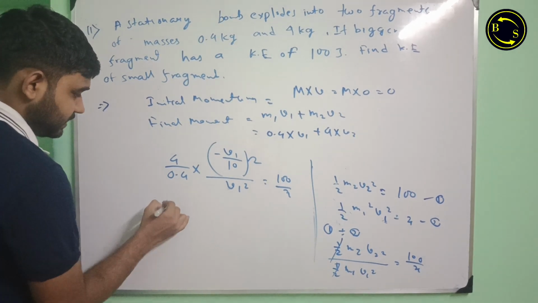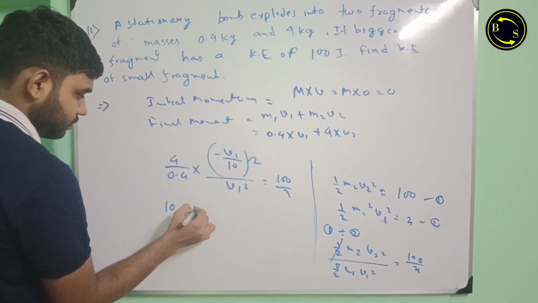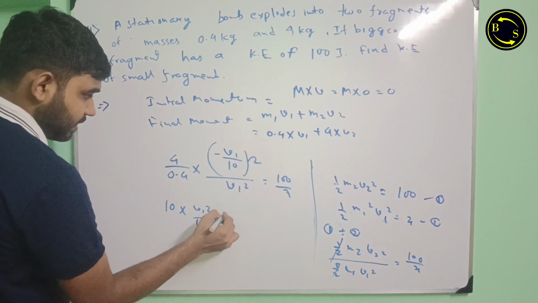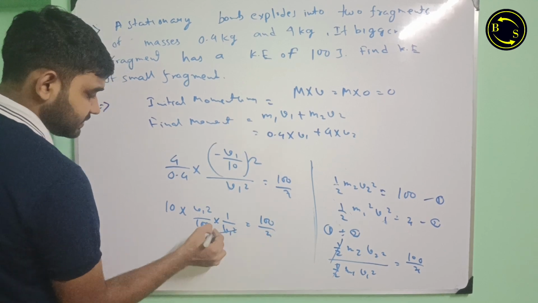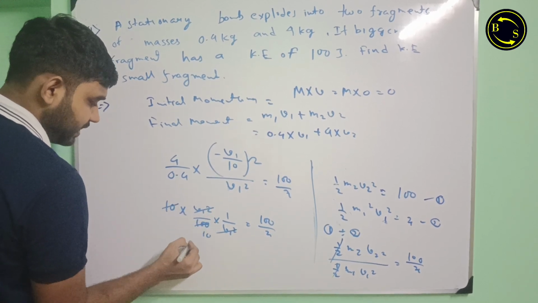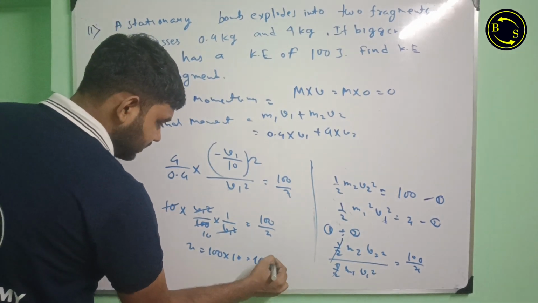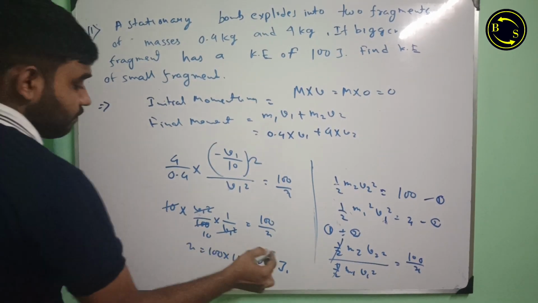Okay, 10 into v1 square by 100. 1 by v1 square gives us 100 by x. Cancel out 10. Then x is equal to 100 into 10, that means 1000 joule. So the kinetic energy of the smaller fragment is 1000 joule.